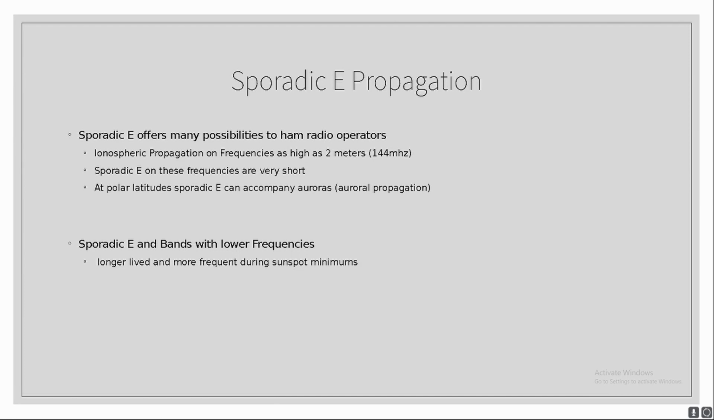You can use sporadic E to send CW or any of the digital modes, voice. There's just so much you can do with it. It happens as high as 2 meters, and like I said earlier, it's generally very short-lived. At the polar latitudes, sporadic E can accompany auroras or auroral propagation. On the lower bands, it is a little longer lived and a little more frequent during the sunspot minimums.